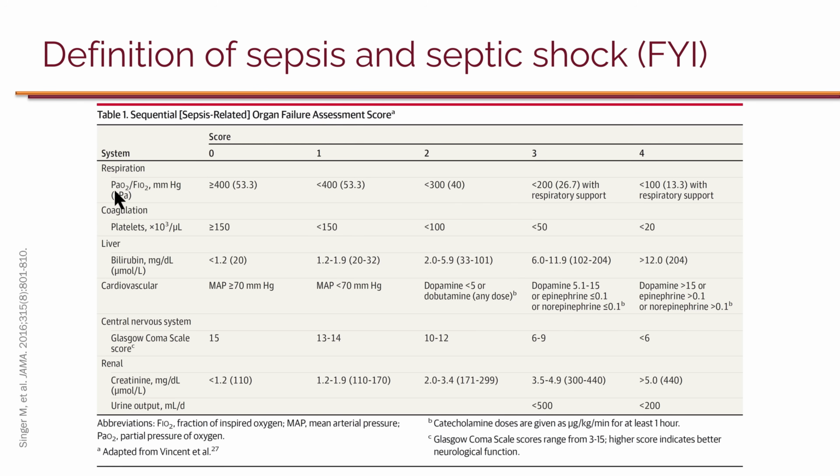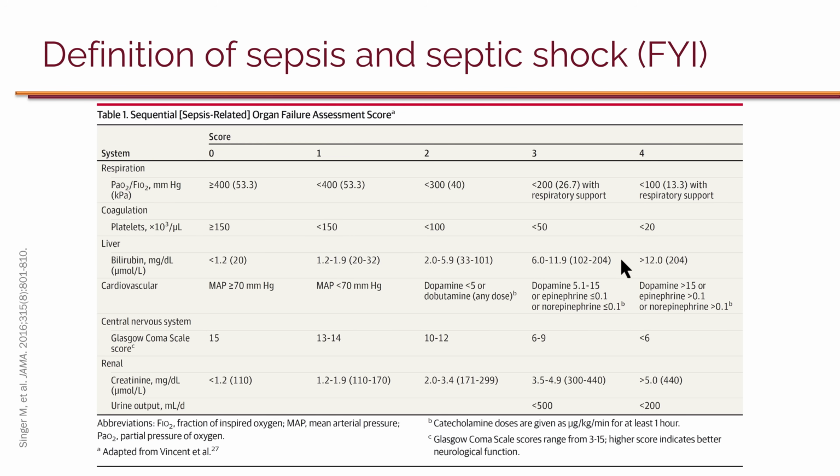The PF ratio is the ratio of PaO2, the partial pressure of oxygen in the arteries, to FiO2. FiO2 is the fraction of inspired oxygen. Normally the PF ratio should be at least 400. If someone has respiratory dysfunction, this number tends to decline, and the lower it is, the more severe, and at some point it will be respiratory failure. Then coagulation, so platelets should normally be more than 150. Once it drops under 150, you start to get SOFA points.